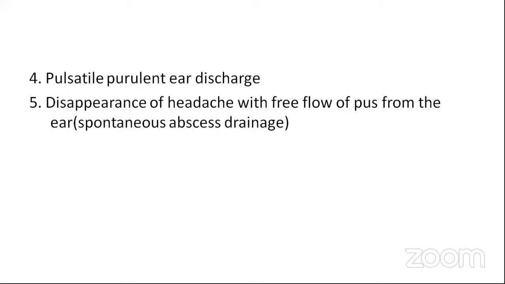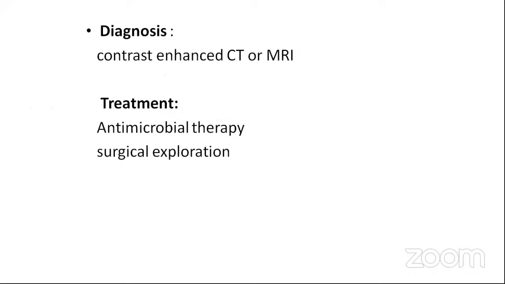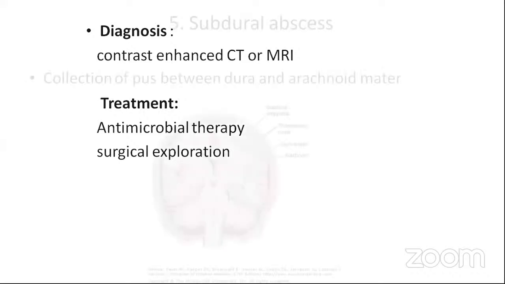These are the features that you should suspect. Think of a case of epidural abscess. So contrast CT scan or MRI must be taken. The treatment is antimicrobial therapy. If it is not responding to antimicrobial therapy, we have to surgically explore it. We have to do a mastoidectomy as well as removal of the epidural abscess.